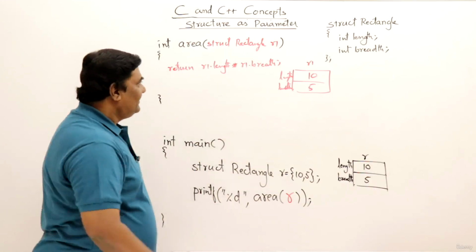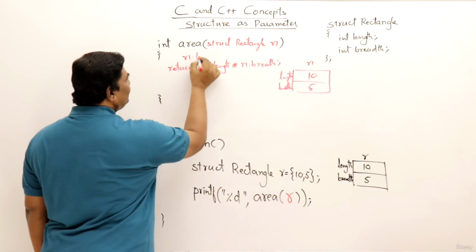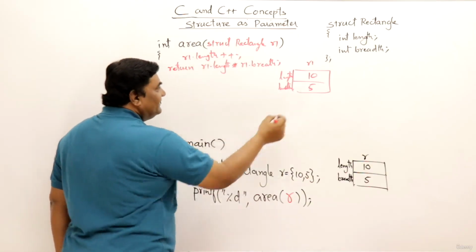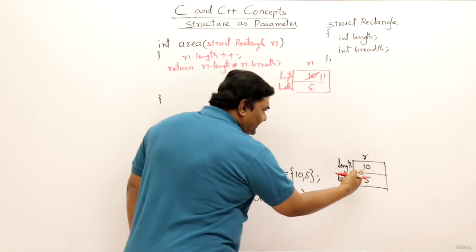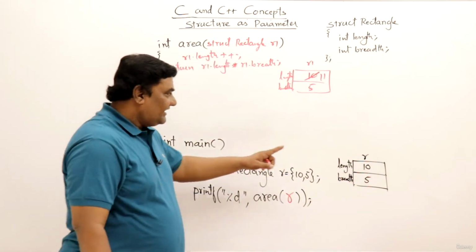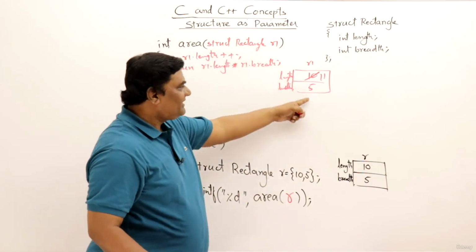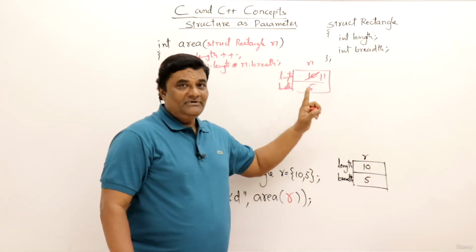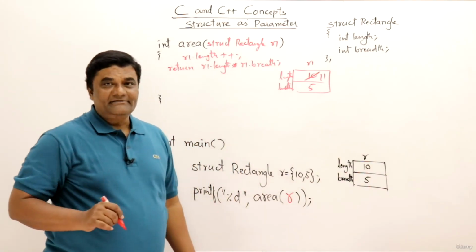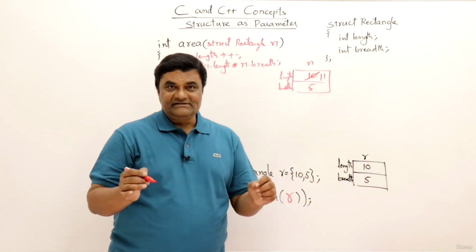Now one thing, inside this one, if I make any changes, if I say R1 dot length plus, if I modify length before returning, so this becomes 11. So will it change this one? No, it will not change that one. It is called by value. So the actual parameter will not be modified. This is the actual parameter and this is the formal parameter. If you are making changes to formal, it will not affect actual, right? This is one thing. Now next I will show you call by reference.